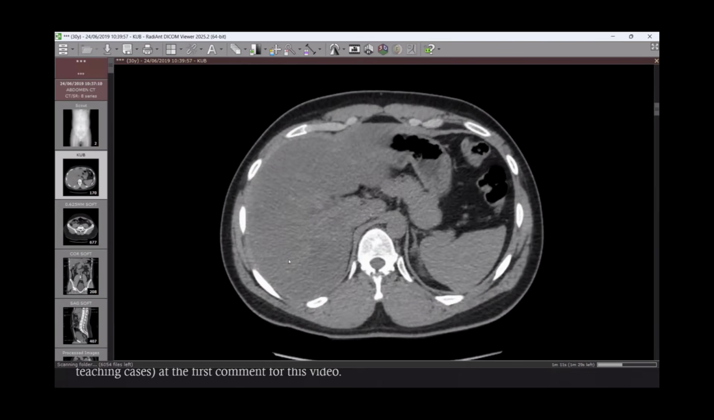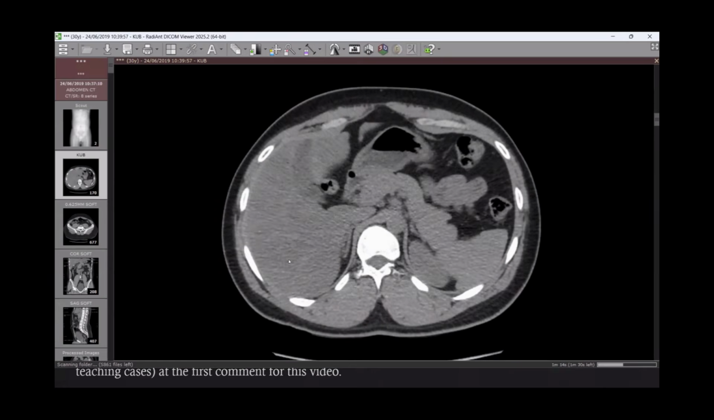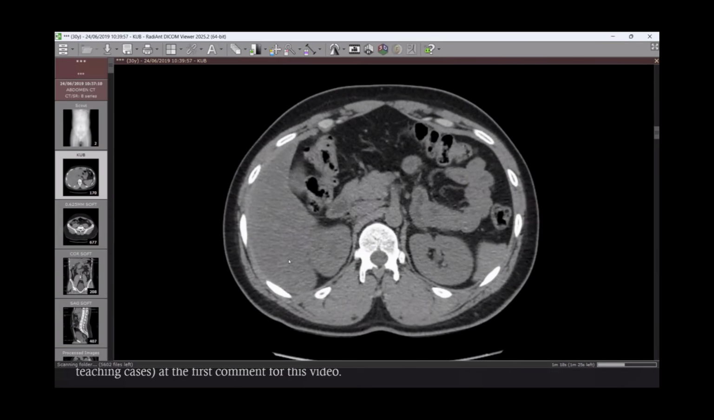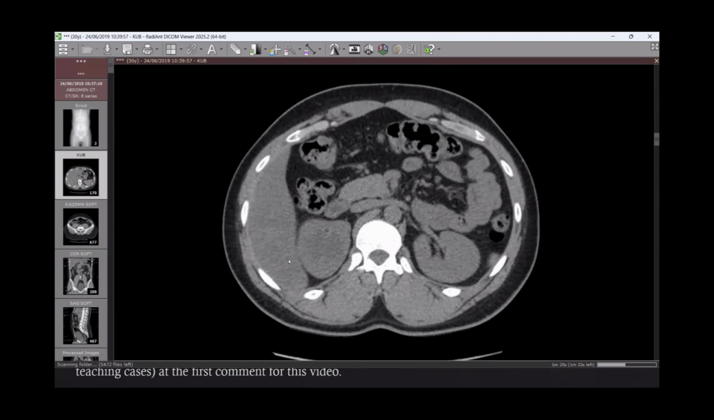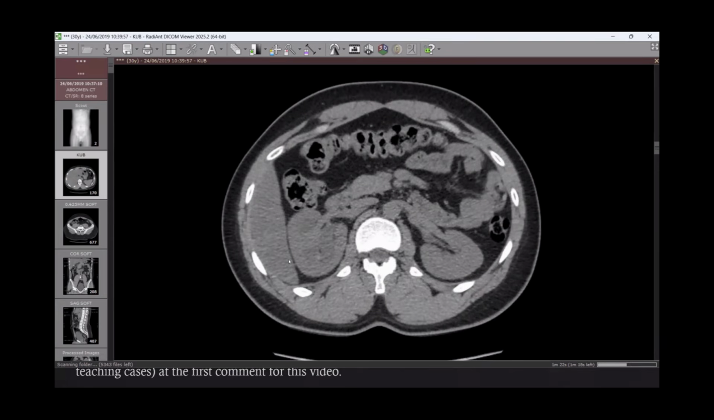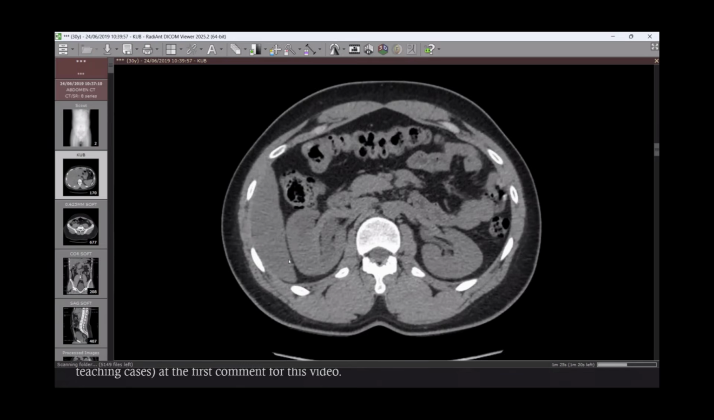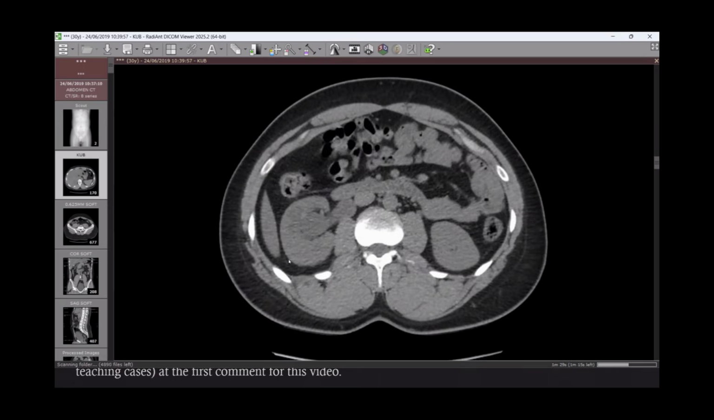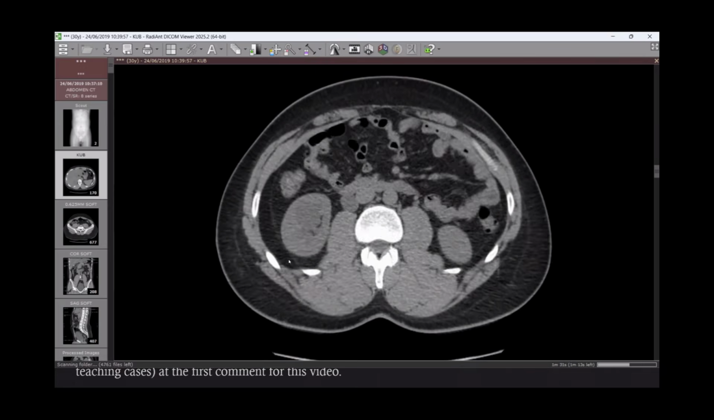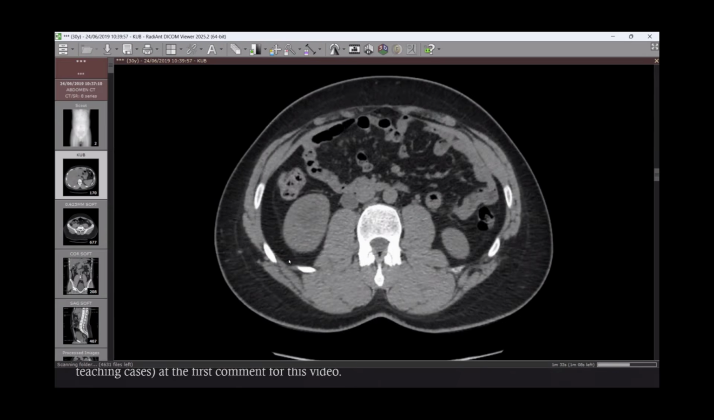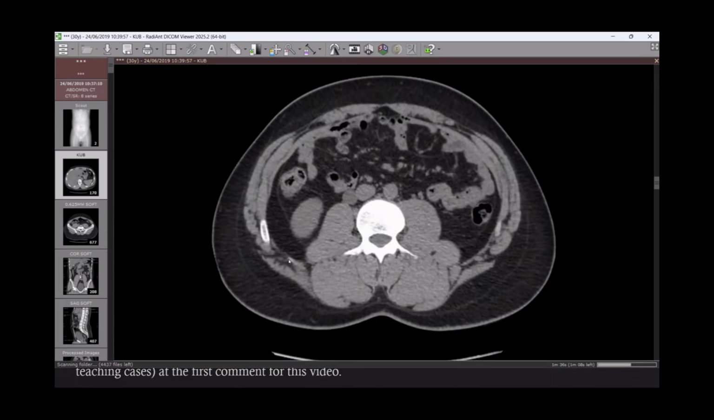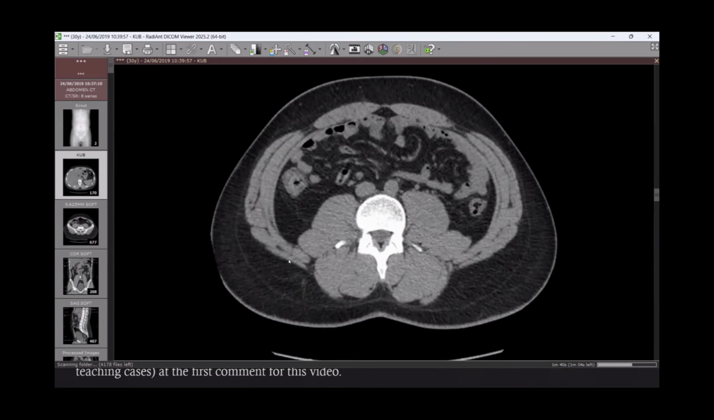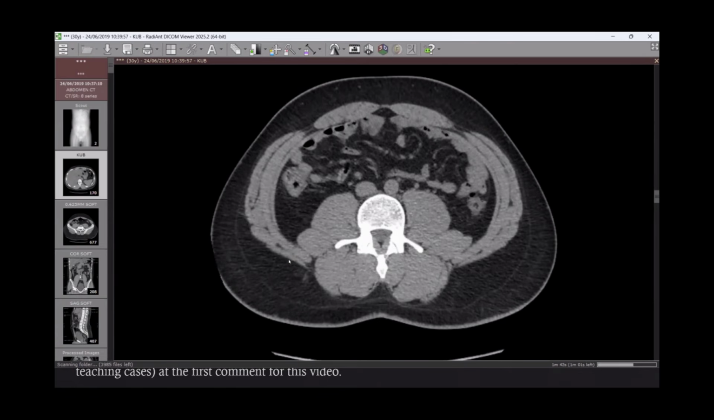I will go again from up downwards through the images. From the first look, I could see evidence of right-sided hydronephrosis with dilatation of the right ureter. I'm trying to trace the dilated right ureter downwards. Here there is a cut off of the dilatation of the right ureter.